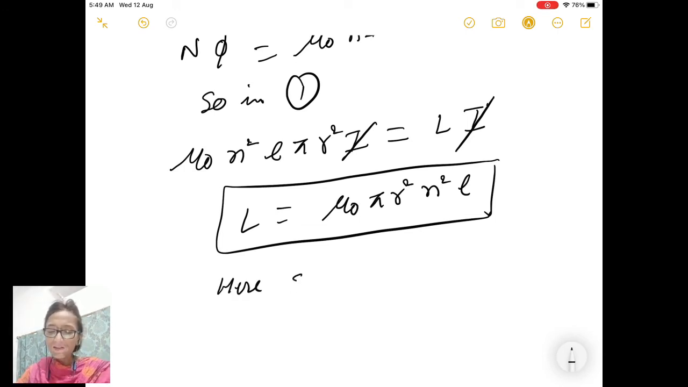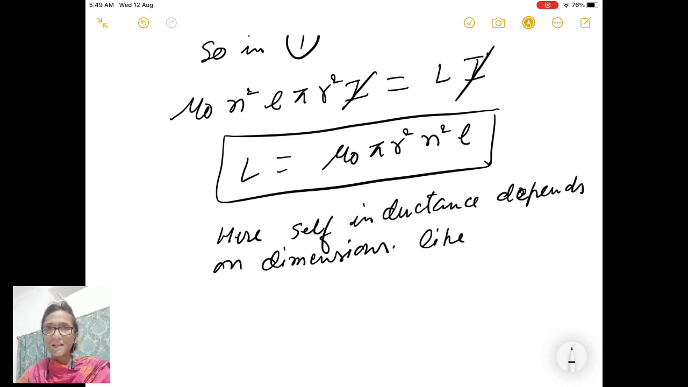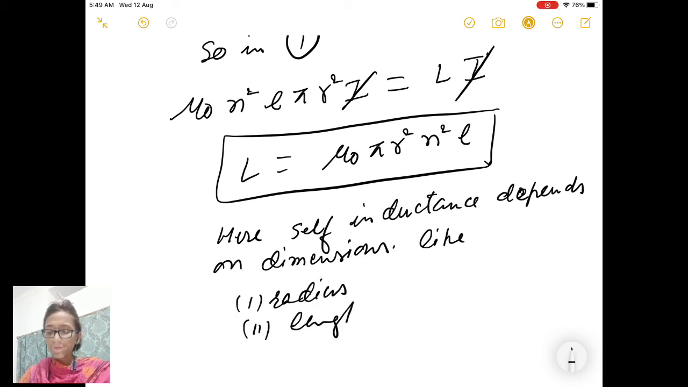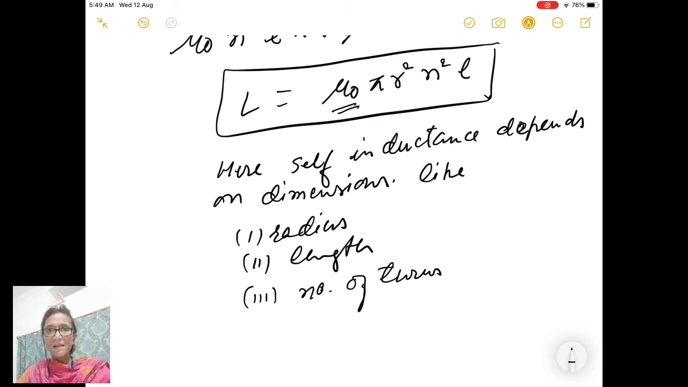Here self-inductance depends on dimensions like radius, length and number of turns. And it also depends on the nature of the material kept inside the solenoid.